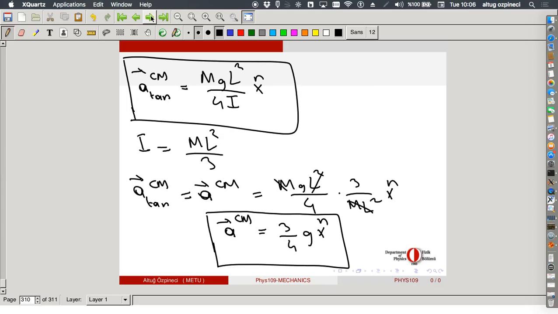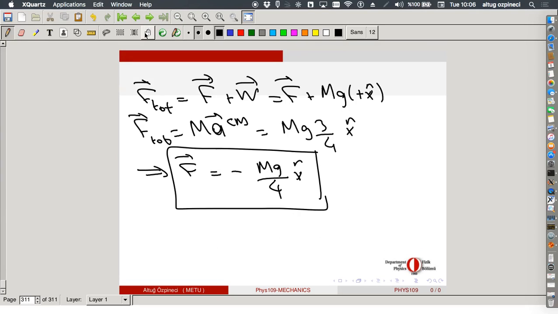Since we know the acceleration, we can calculate what the total force acting on the object should be. We already determined the acceleration, and this should be the total force. The total force has two parts: there is this unknown force F, plus the weight of the object. So this is the unknown force F. It is pointing upward, and its magnitude is 1/4 the weight of the object.